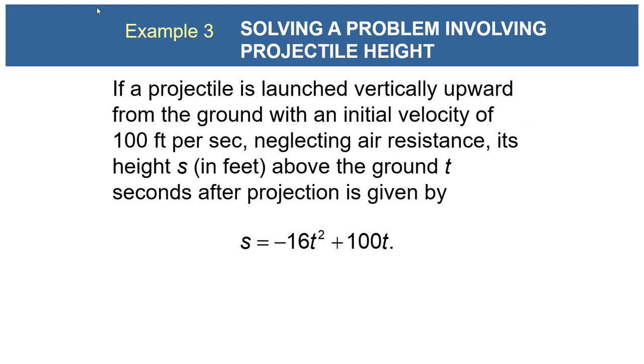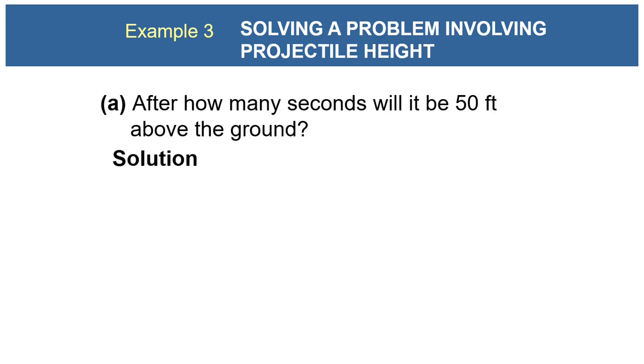If a projectile is launched vertically upward from the ground with an initial velocity of 100 feet per second, neglecting air resistance, its height s in feet above the ground t seconds after projection is given by the equation s equals negative 16t squared plus 100t. This is the position function of our projectile. After how many seconds will it be 50 feet above the ground?